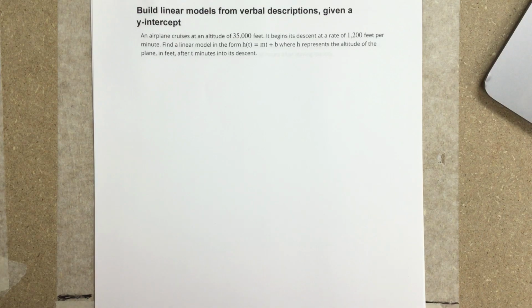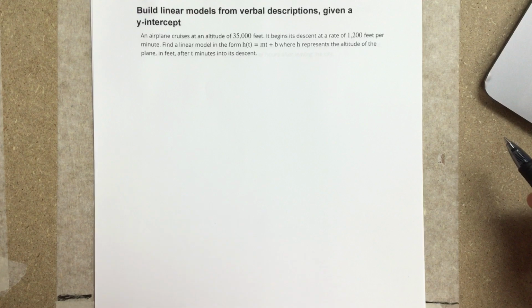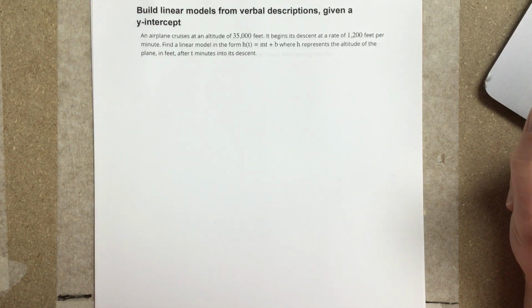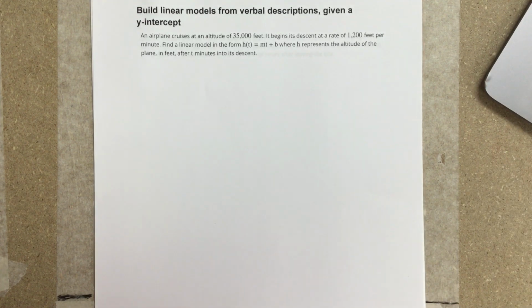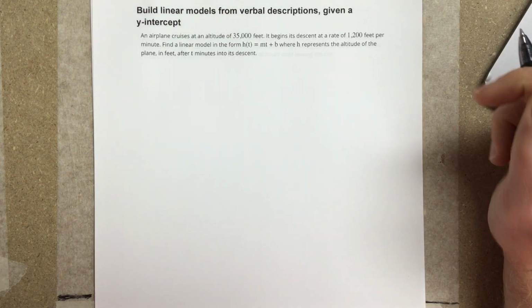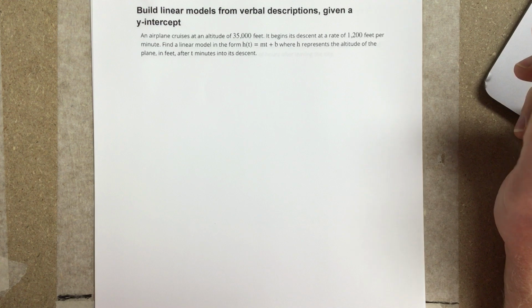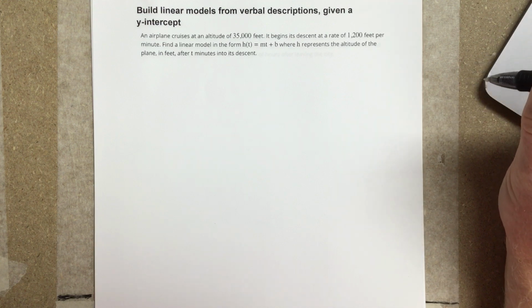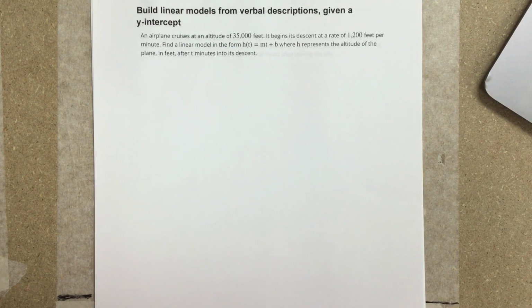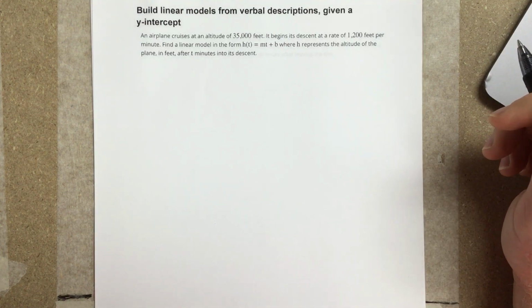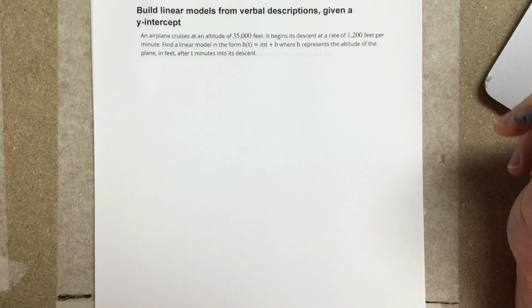In this video, we're going to build linear models from verbal descriptions given a y-intercept. It says an airplane cruises at an altitude of 35,000 feet. It begins its descent at a rate of 1,200 feet per minute. Find a linear model in the form h of t equals mt plus b, where h represents the altitude of the plane in feet after t minutes into its descent.